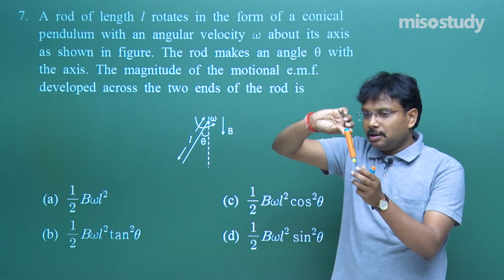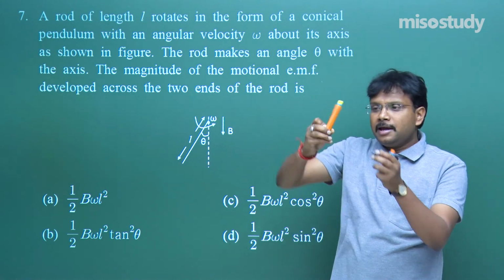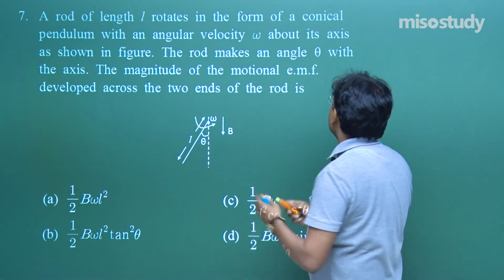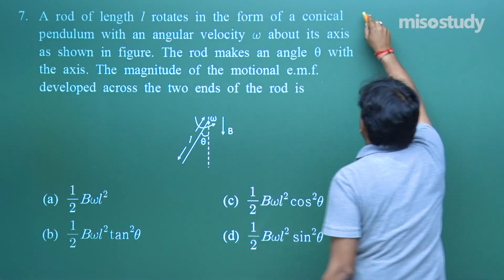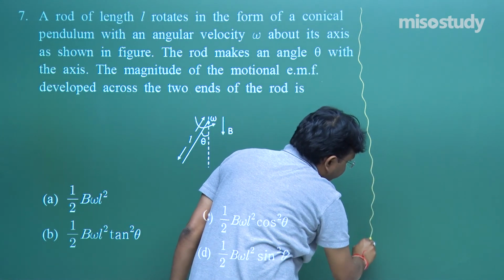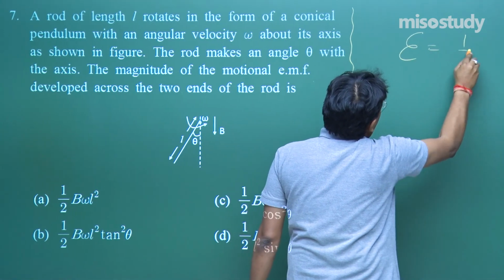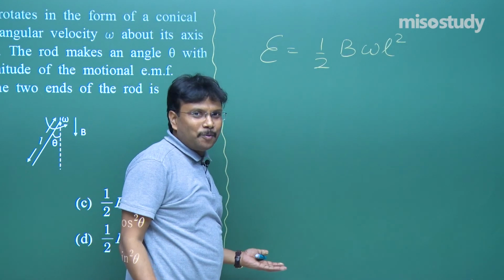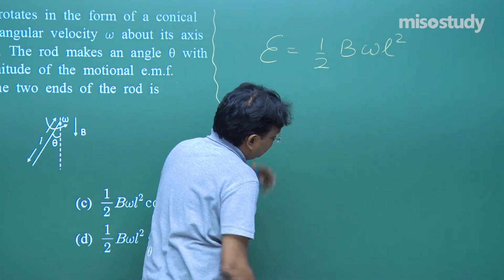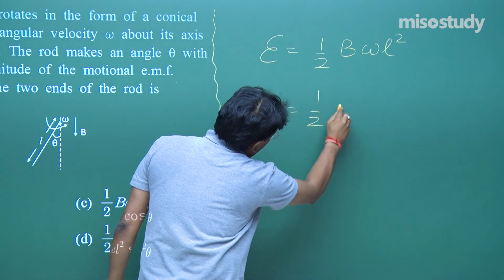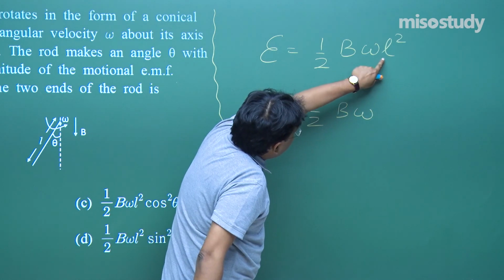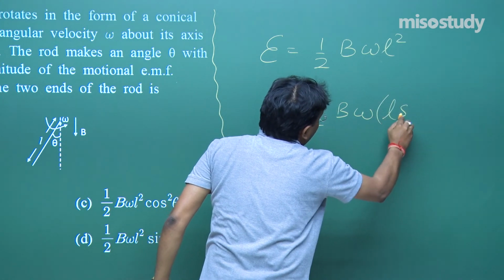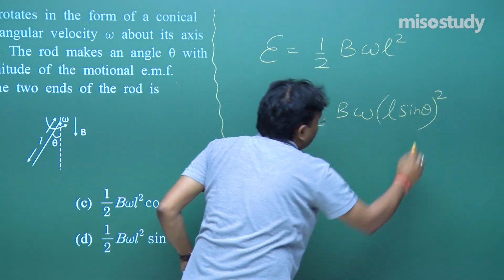Actually, the derivation given in your chapter is like this. Here I am changing the scenario slightly. You can say it is the application part of this particular concept, that is 1 by 2 B omega L square. I hope you all will definitely smile by watching this. So, it is 1 by 2 B omega. Now, a story is hidden behind this L, and this L is nothing but L sin theta whole square.